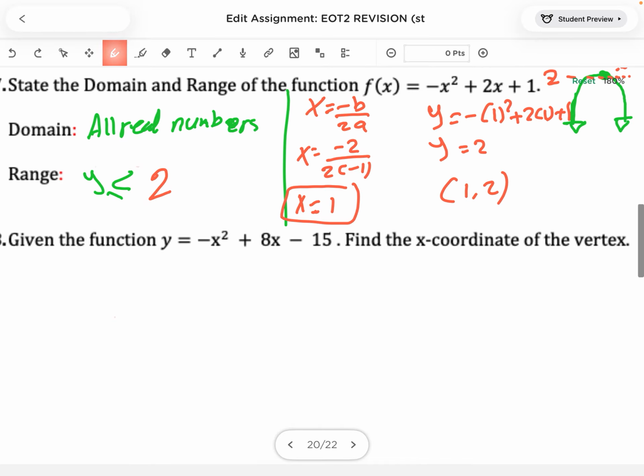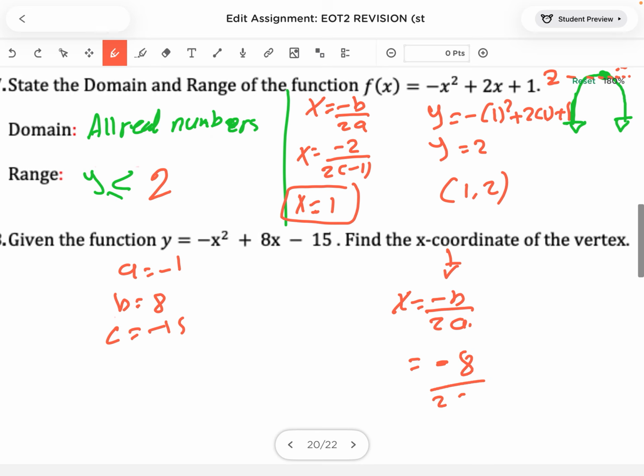They need the x coordinate of the vertex. That means we need x equals negative b over 2a. A is negative 1, B is 8, and C is negative 15. So it will be negative 8 over 2 times negative 1. Calculate it. Be careful about the signs. The answer will be 4. Next question.